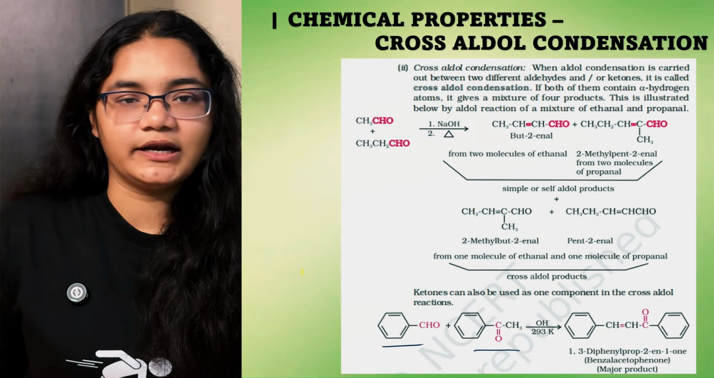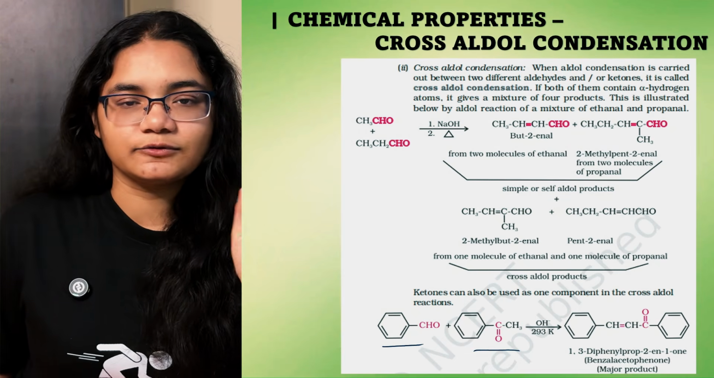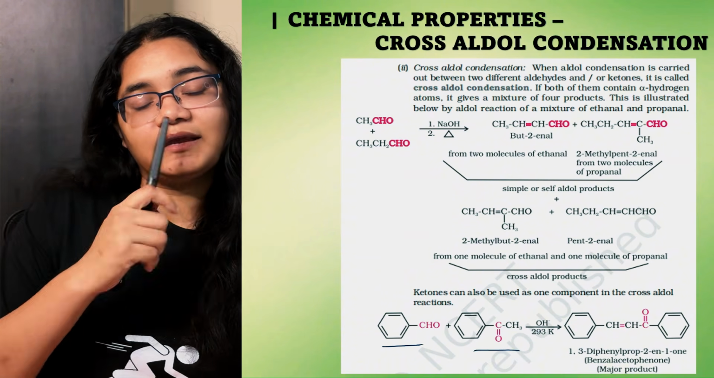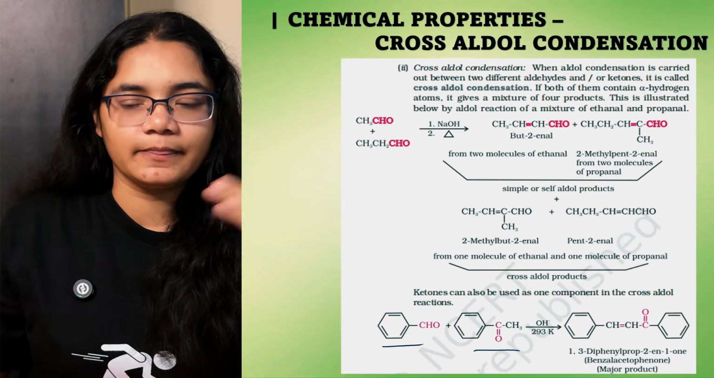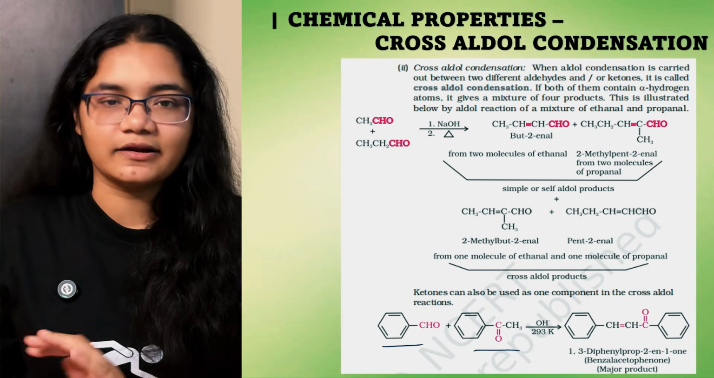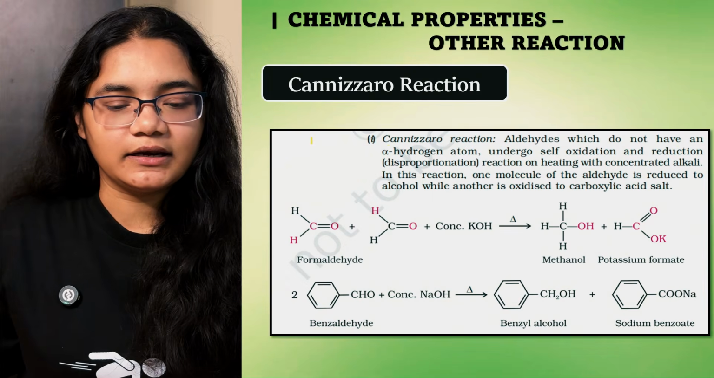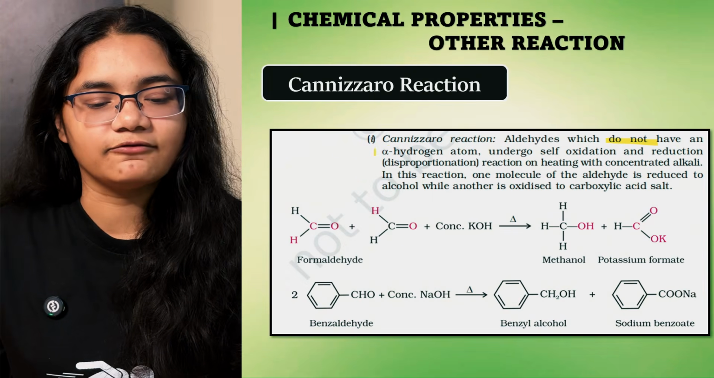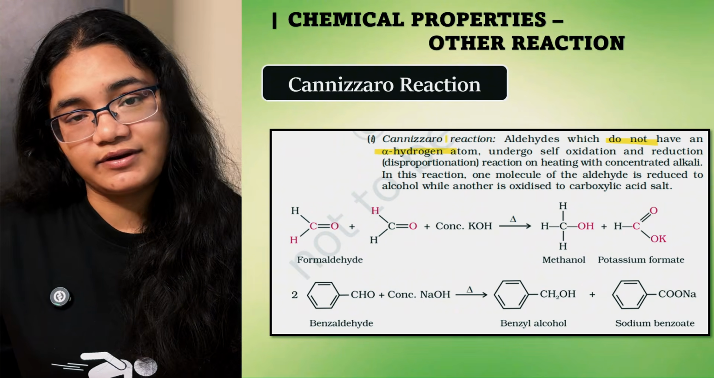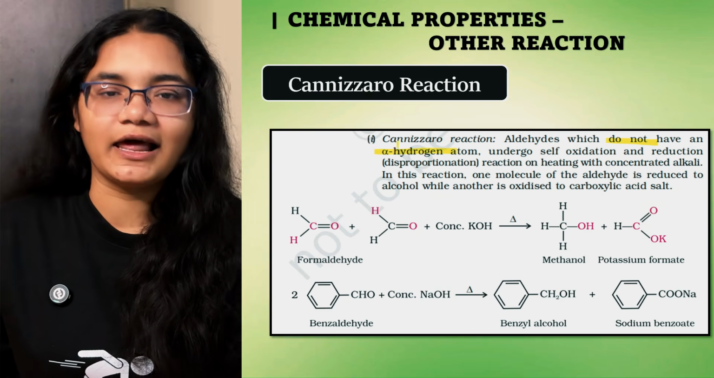Now in cross aldol condensation, if two different aldehydes combine, you will get four products. Suppose I have A and B: A plus A gives one product, B plus B gives one product, A behaving as a nucleophile and attacking B is another product, and B behaving as nucleophile and attacking A is another product. Clear? Now we will talk about the Cannizzaro reaction. Here the main condition is they do not have an alpha hydrogen. You see the difference: in aldol condensation it should have an alpha hydrogen, and in Cannizzaro reaction it should not have an alpha hydrogen.